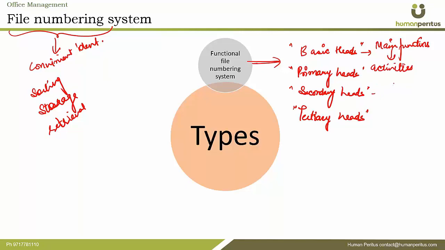All right. The secondary heads include the aspects, or we can say the operations to be dealt by each activity. And the final one is the tertiary heads. Here, the factors which are to be considered regarding the aspects and operations are discussed. So these are basically the four kinds of heads which are kept under this numbering system.